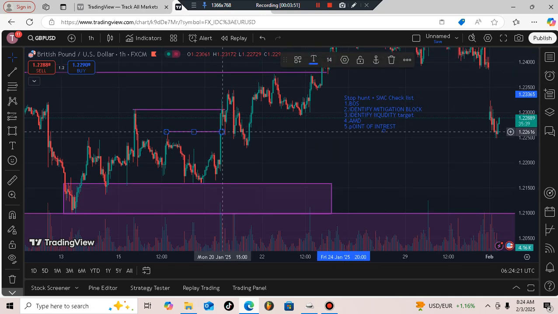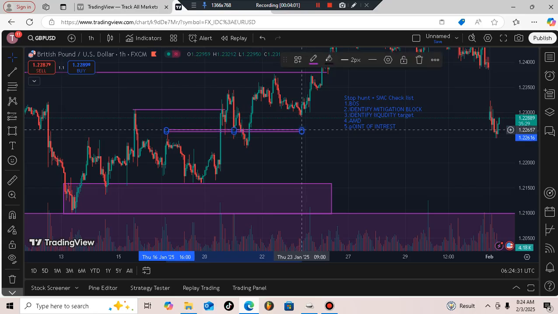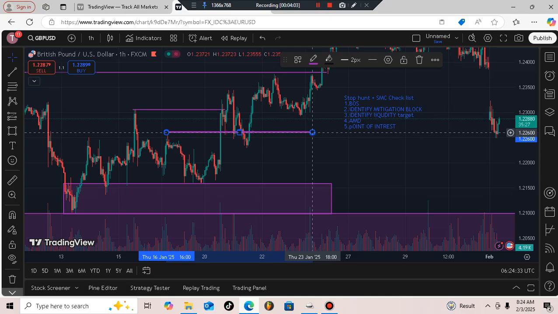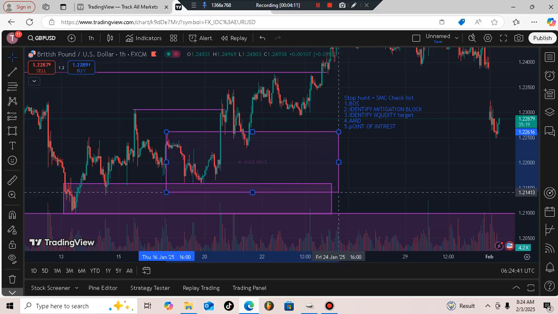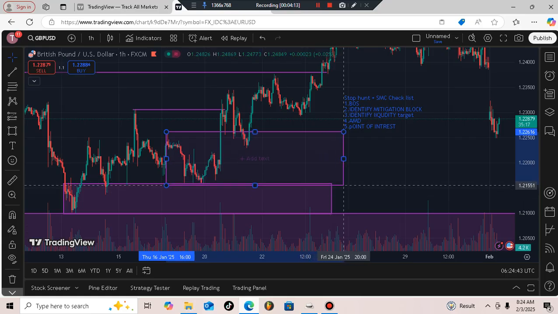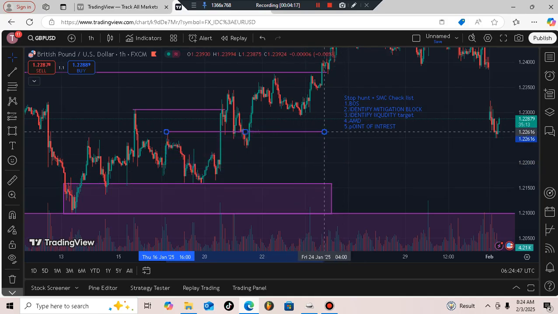And then number 2 says we identify our mitigation block. So identify from the last demand zone to where market first broke structure. And obviously this is the first major structure broken. So from here to here, this then becomes our mitigation block. Don't forget what a mitigation block is, guys. It's a point in the chart where we look for points of interest. So we've identified our mitigation block right there.